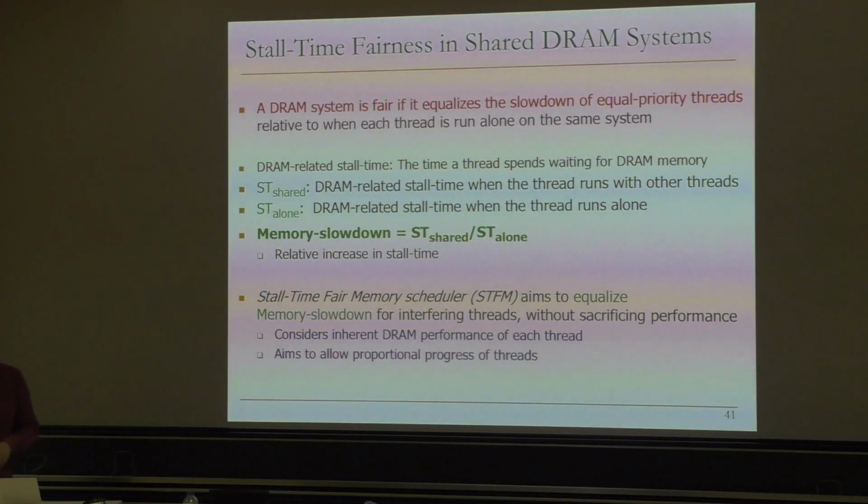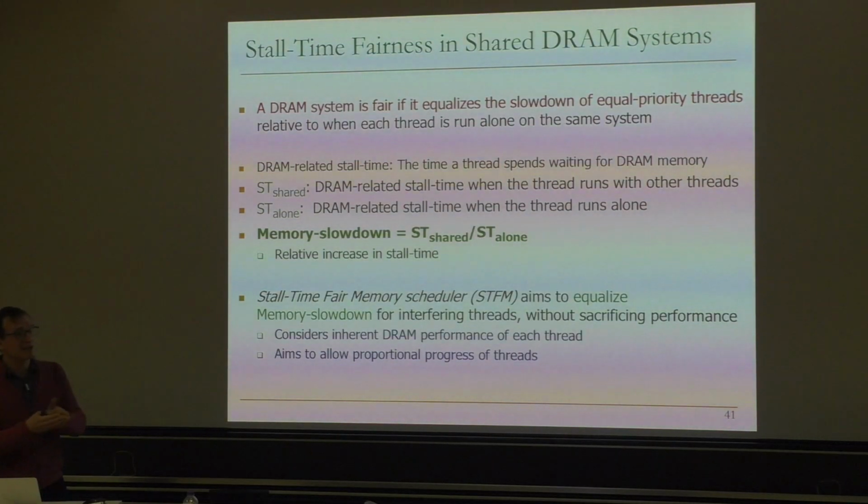One way is to say, okay, I'm running together with other threads, so I'm going to kick out all of the other threads and look at my stall time alone. That doesn't sound very good, right? Because that reduces your overall system throughput. That's one way of doing it. It's possible to do it, but it has two issues. One, it reduces your overall system throughput.